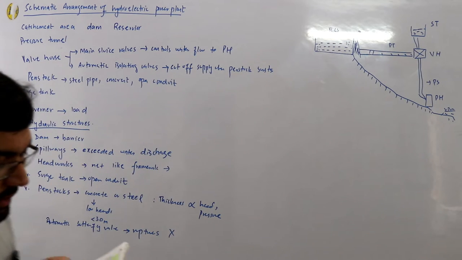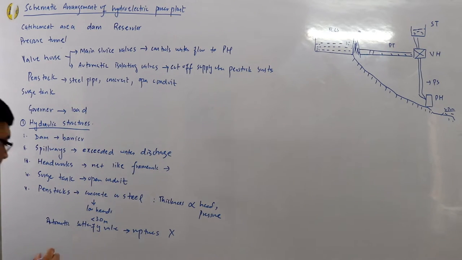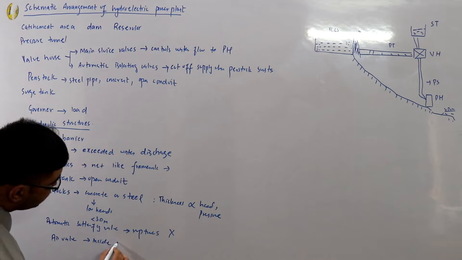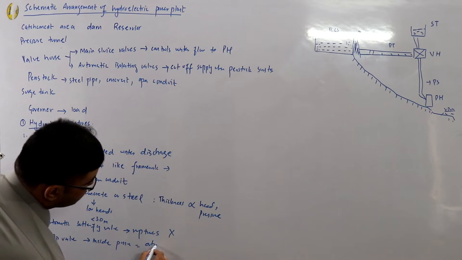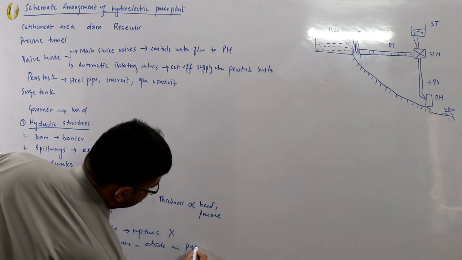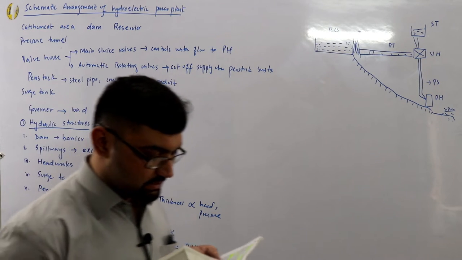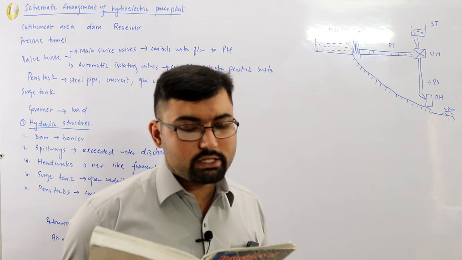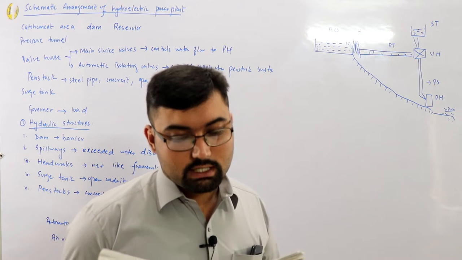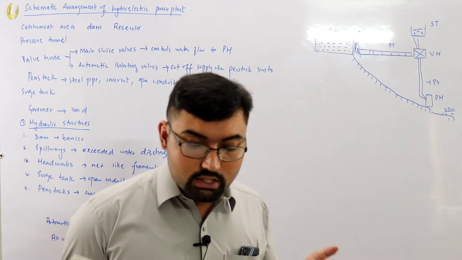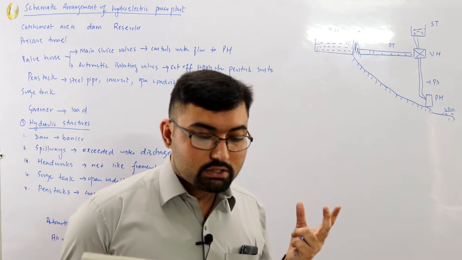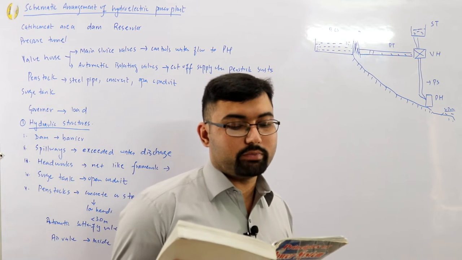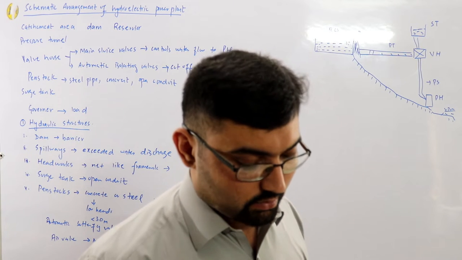Similarly, the air valve maintains the inside pressure equal to the outside air pressure. This is what the air valve does. When water runs out of the penstock faster than it enters, a vacuum is created which may cause the penstock to collapse. Under such a condition, the air valve opens and admits air into the penstock to maintain inside and outside pressure as equal.